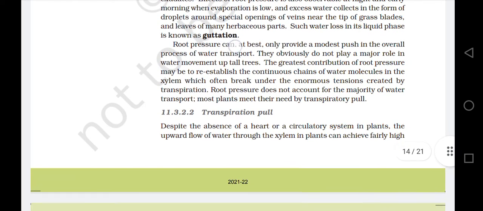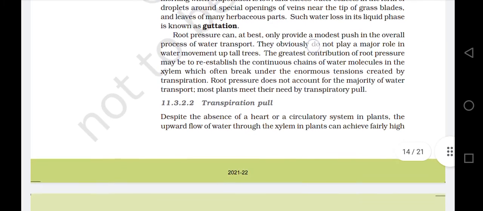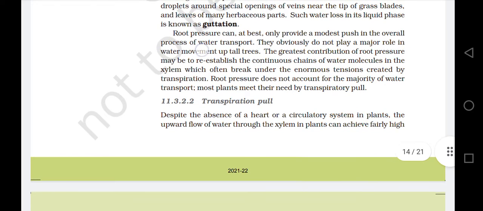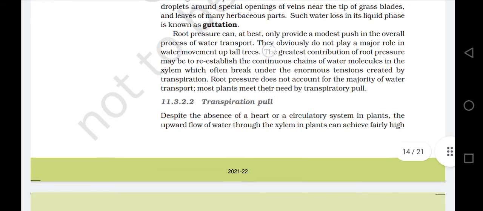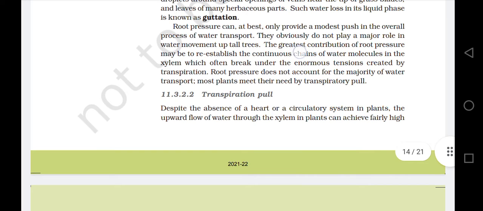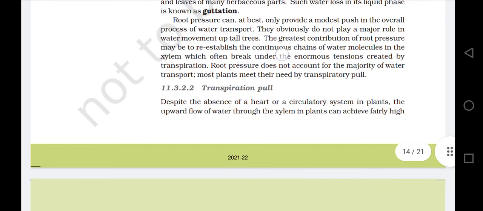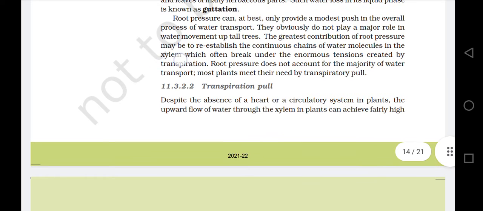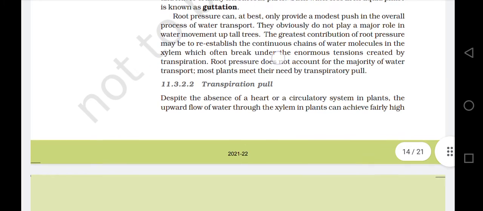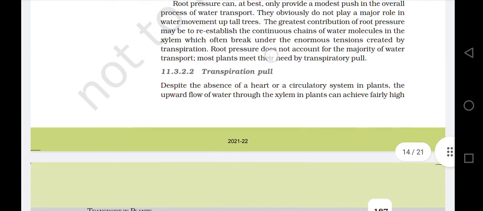Root pressure can at best only provide a modest push in the overall process of water transport. It obviously does not play a major role in water movement up tall trees. The greatest contribution of root pressure may be to re-establish the continuous chains of water molecules in the xylem, which often break under the enormous tensions created by transpiration. Root pressure does not account for the majority of water transport. Most plants meet their need by transpiration pull.